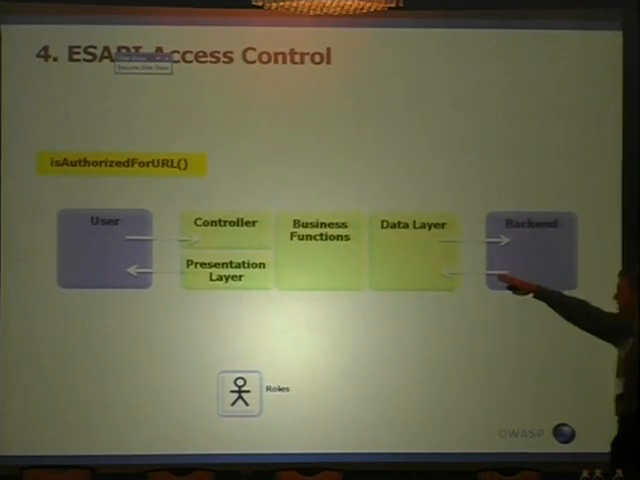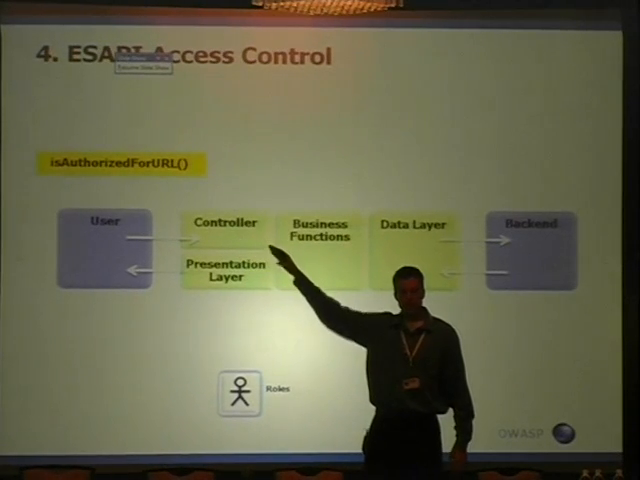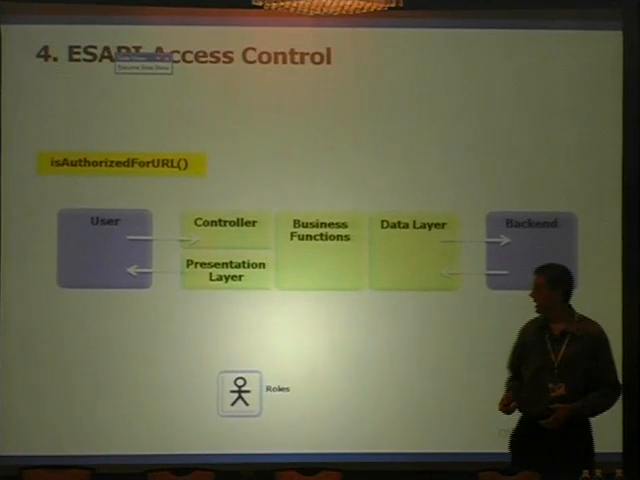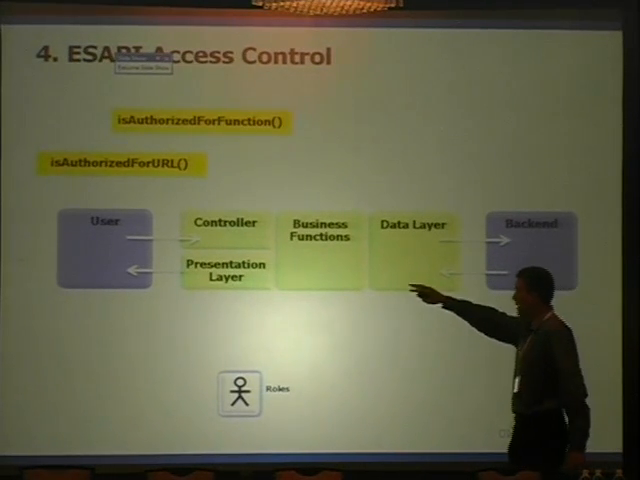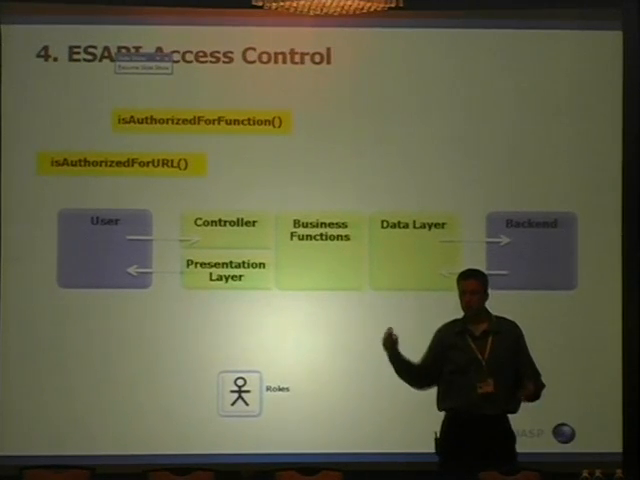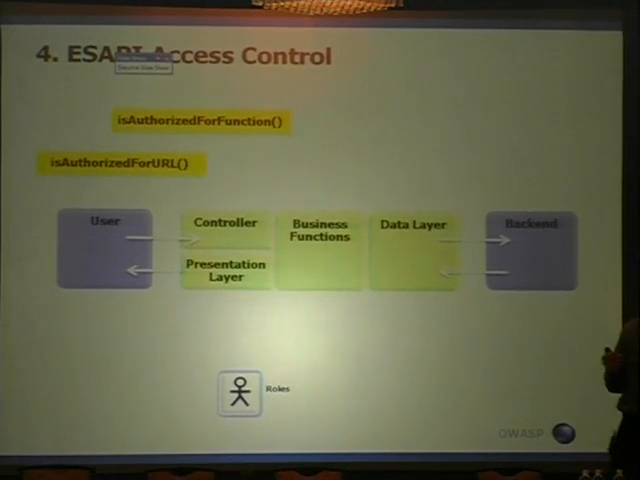The first thing is authorized for URL. You probably call this in your controller to check that the user is allowed to access the URL that they've selected. We've got an is authorized for function call that you'd call from your business function. This is a simple check to make sure that the user is authorized for that function. Notice that this is a little different than what's built into Java or the other languages. Most platforms have something like a check that says, is user in role? Which isn't exactly the simplest thing for the developer.